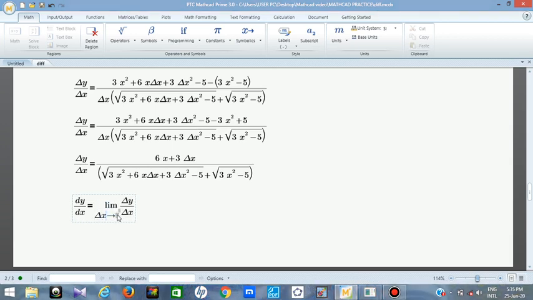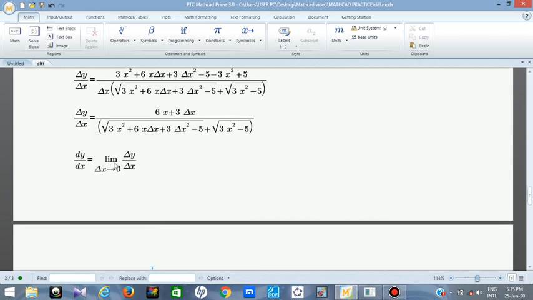When delta x approaches 0, that means this place is going to be 0. So 3 times 0 will be 0, so this will go. Then this place is going to be 0. 6x times 0, this will go. Then this place is going to be 0, then 3 times 0 will be 0. So we are now left in this bracket.